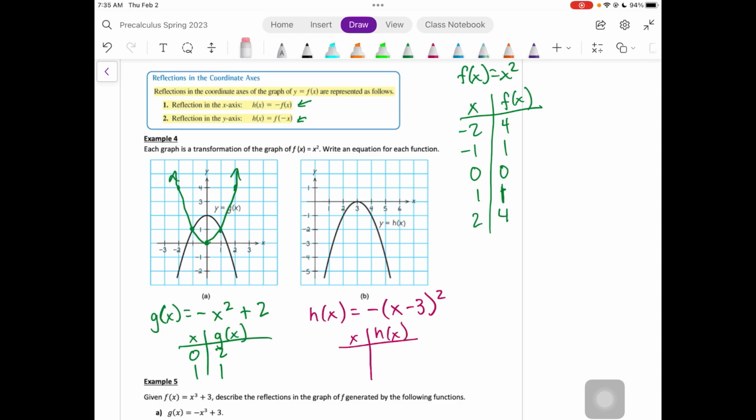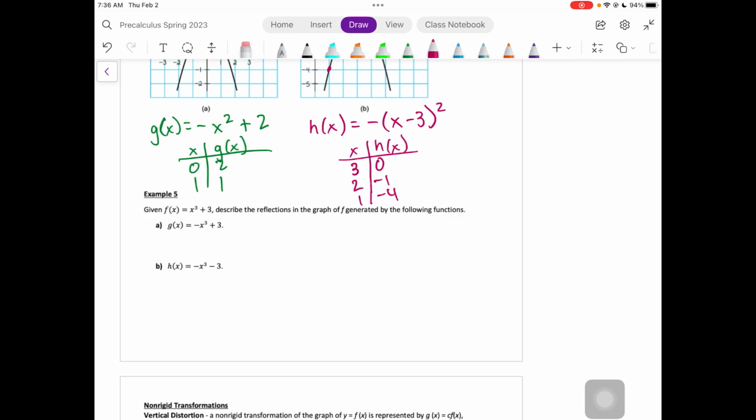So we'll plug in some values. Let's say we plug in 3. 3 minus 3 is 0. 0 squared is 0. And we get 3, 0, which is right there. Let's plug in, let's say 2. 2 minus 3 is negative 1. Negative 1 squared is 1, but then it's going to be negative again, so negative 1. We can plug in, let's say 1. 1 minus 3 is negative 2. Square it, we get positive 4, but then we have the negative out front, so it's negative 4, and that is also on our graph. Okay.